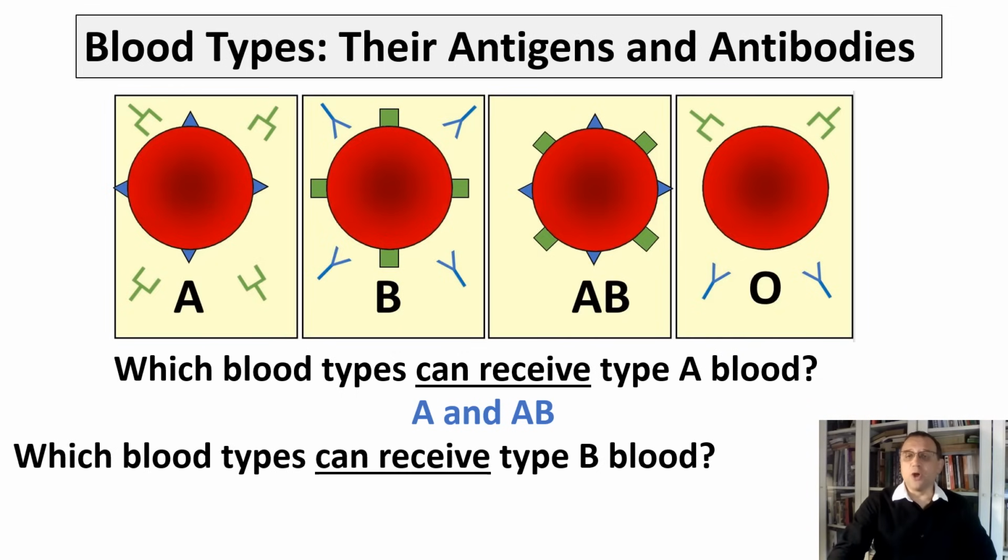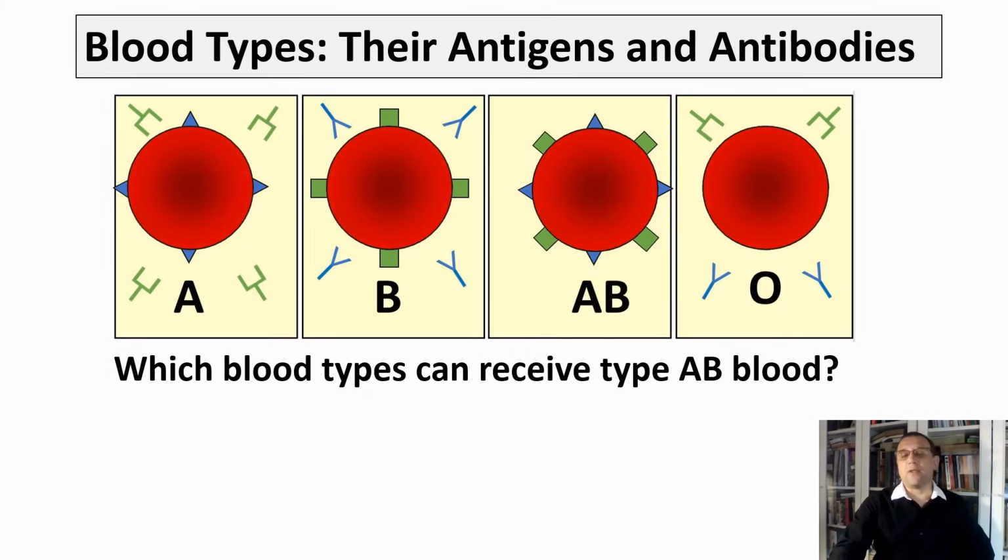Now, another question. Which blood types can receive type B blood? Pause the video to think about the question. And here is the answer: B and AB. The explanation is, by analogy, the same as the answer to the first question. B can indeed get type B blood, and it can get type AB blood because AB does not produce antibodies against A and B types.